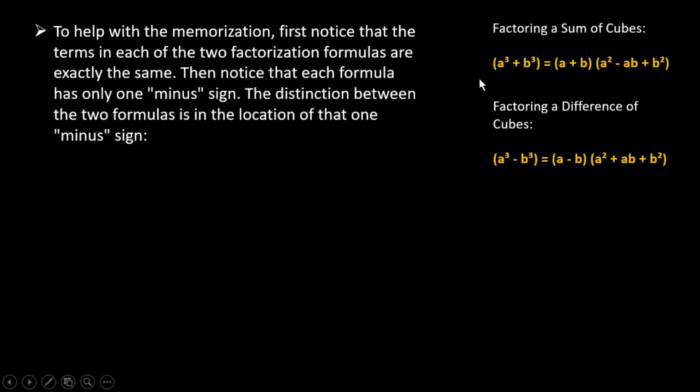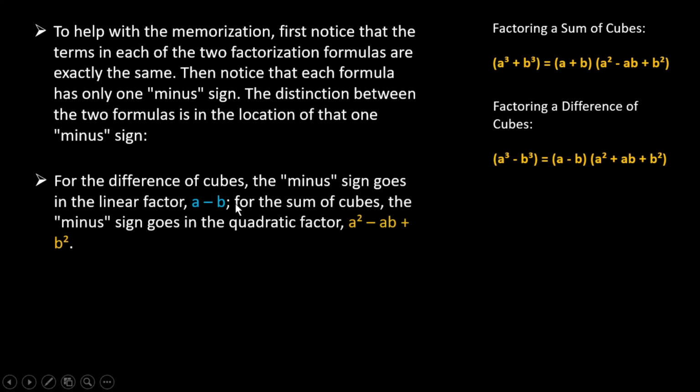So, pag mapapansin nyo guys, itong dalawang formula na ito ay halos magkapareho ang kanilang pattern. Yung minus sign dito sa sum of cubes ay nandito. So, halata guys pag plus ito siya is plus din. Then, minus dito. Sa difference of cubes, pag minus ito, minus din ito, then plus na lahat. For the difference of cubes, the minus sign goes in the linear factor a minus b, di ba? Ito yung difference of cubes na minus, so nandito yung minus sign. For the sum of cubes, the minus sign goes in the quadratic factor a squared minus ab plus b squared. So, ito siya guys.